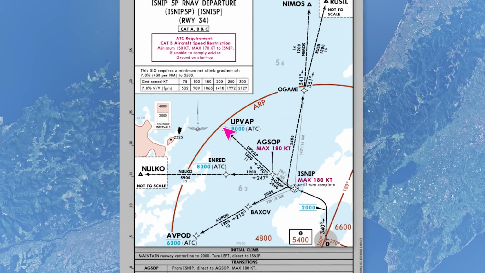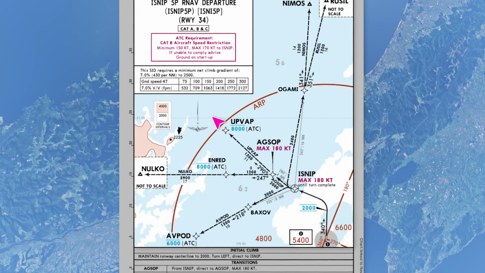Notice how after ISNP the lines are dashed. This tells us that we'll be starting the transition tracks, and the SID is technically over. However, if we file the transition, we're going to need to fly that transition. ISNP to AGSOP is about 4 nautical miles at 2,000 feet. AGSOP to UPVAP is about 11 nautical miles, and we could start our climb to 8,000 feet at that point.